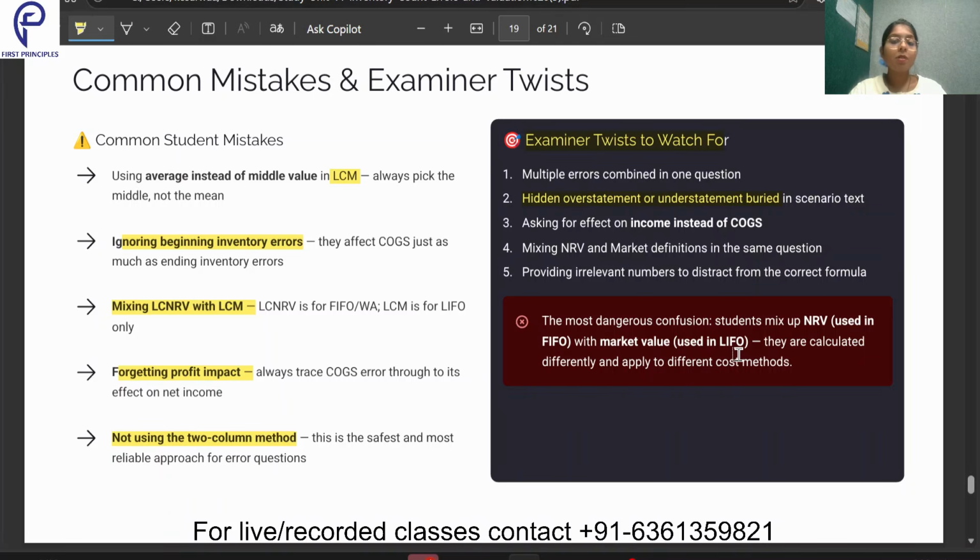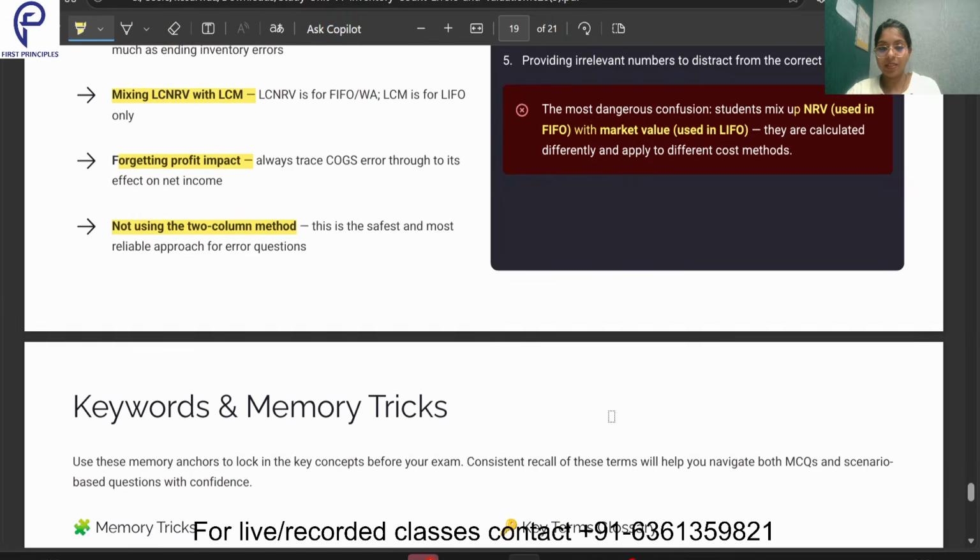We should always remember what is the correct formula for calculating the COGS or the ending inventory. So what is the formula for COGS? COGS is equal to beginning inventory plus purchases minus ending inventory. Please stick to that. Then the most dangerous confusion: students mix up NRV used in FIFO with market value which is used in LIFO. They are calculated differently and applied to different cost methods. That's why it has been given separately in a box, guys. Please pay attention to this.